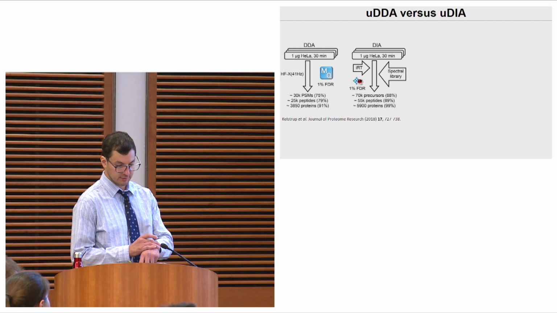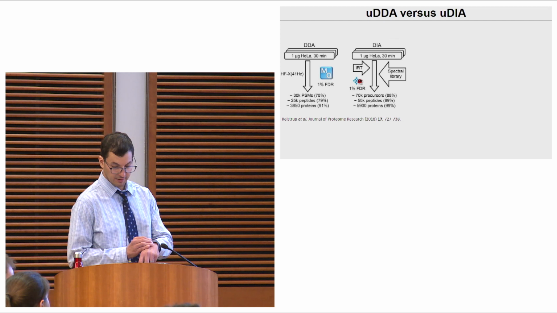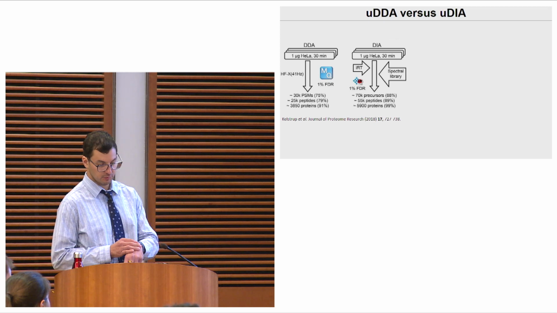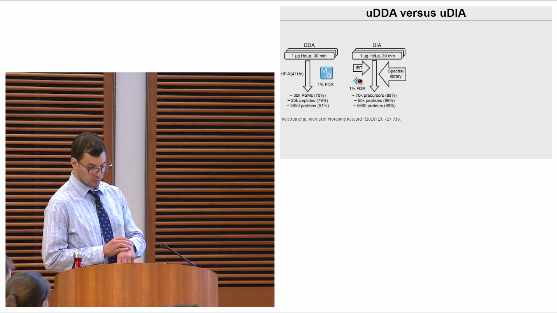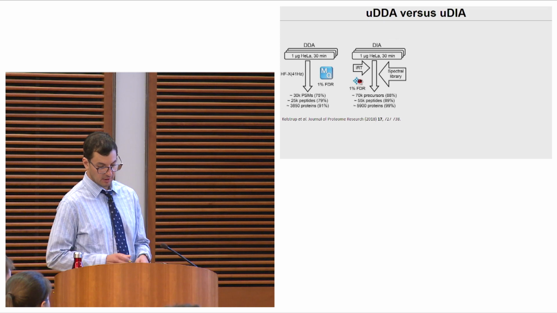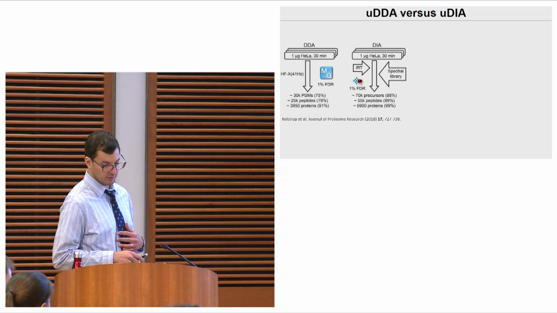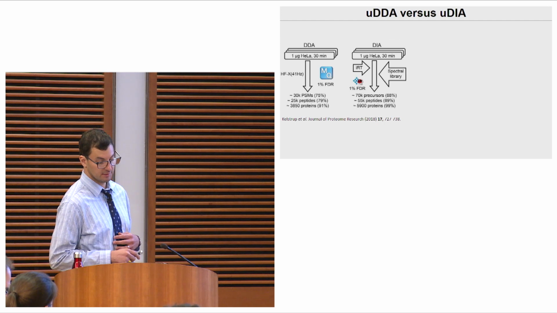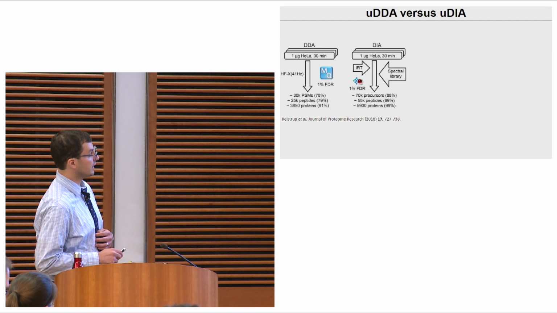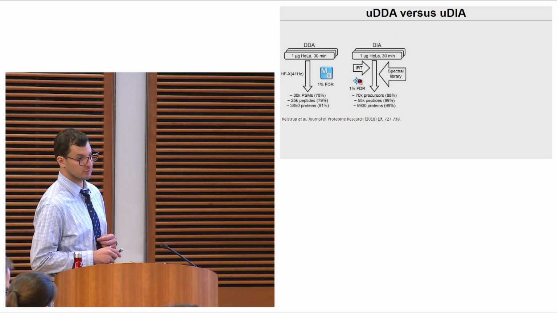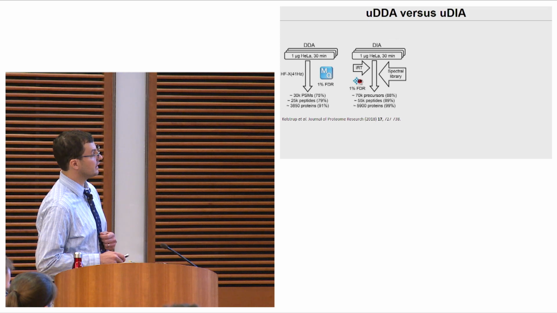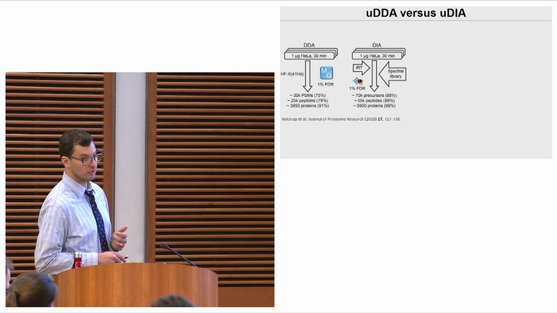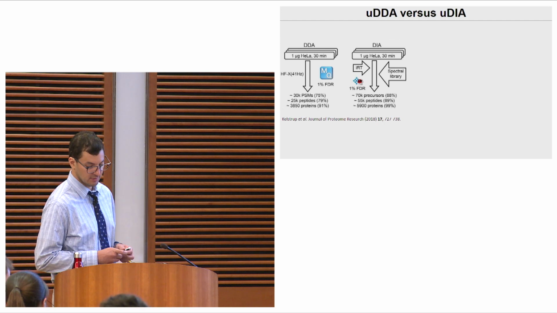Finally, let's just go over a couple case studies that attempt to compare DDA and DIA. Here I'm showing you part of a figure from a 2018 JPR paper. In this paper, they did similar to what I did. They did 1 microgram of HeLa with DDA or DIA on the new Q-Exactive HFX. What they found is that DDA gave them about 4,000 proteins, 25,000 peptides. But with DIA, they identified 55,000 peptides and about 50% more proteins, almost 6,000 proteins.